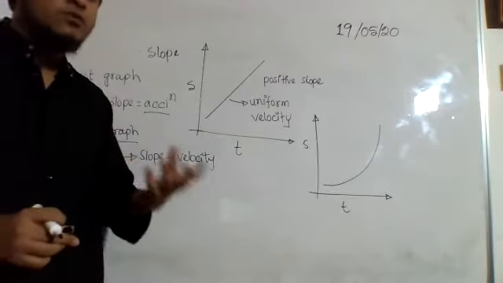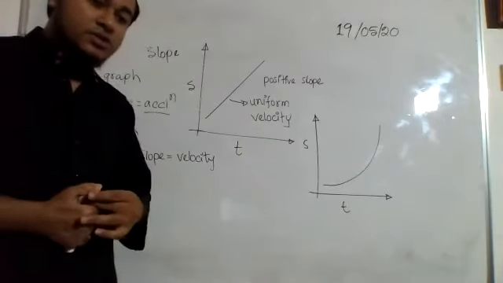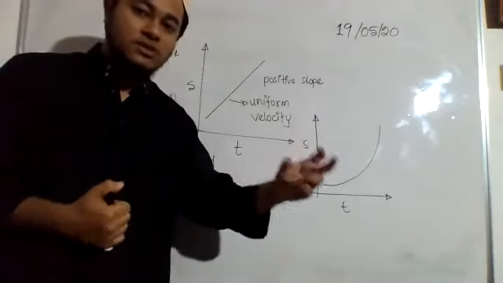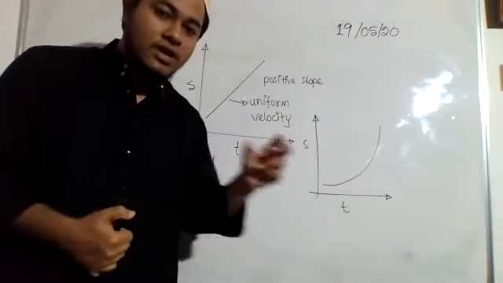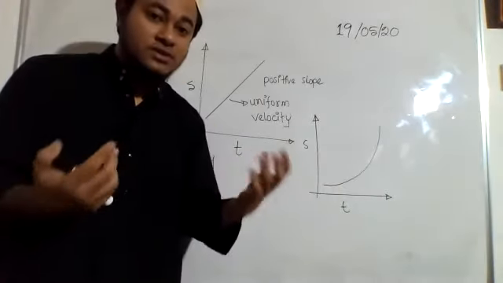When you are having a uniform velocity, your velocity is not changing. When your velocity is not changing, the distance covered by you in the first 1 minute will be equal to the distance covered by you in the second 1 minute also. In every minute, you will cover equal distance because your velocity is same.